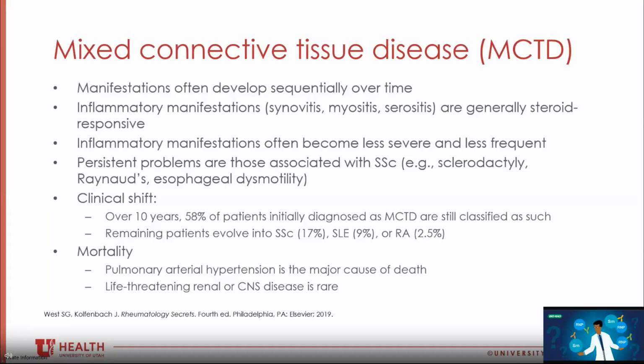Many patients experience what is called a clinical shift within 10 years of diagnosis, with 58% of those initially diagnosed with mixed connective tissue disease evolving to a diagnosis of systemic sclerosis, systemic lupus erythematosus, or rheumatoid arthritis. Pulmonary arterial hypertension is the primary cause of death in patients with mixed connective tissue disease, whereas life-threatening renal or central nervous system disease are rare in these patients.